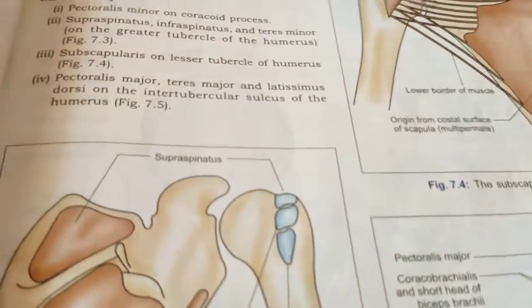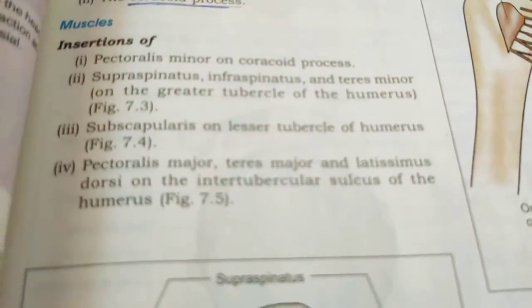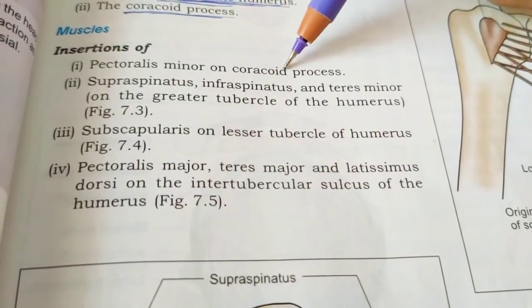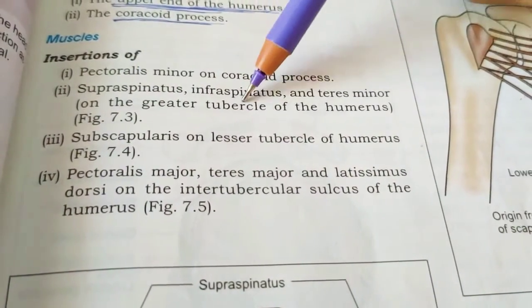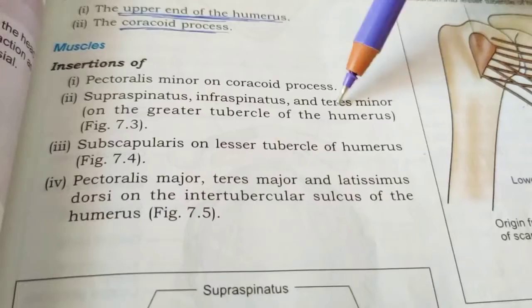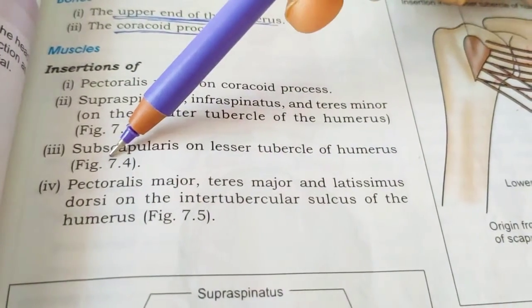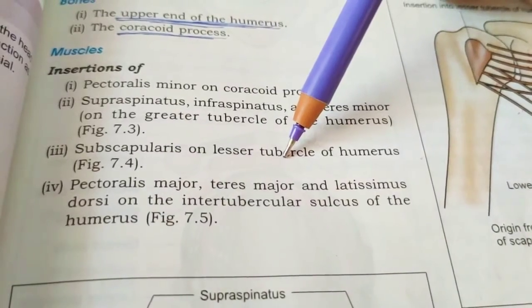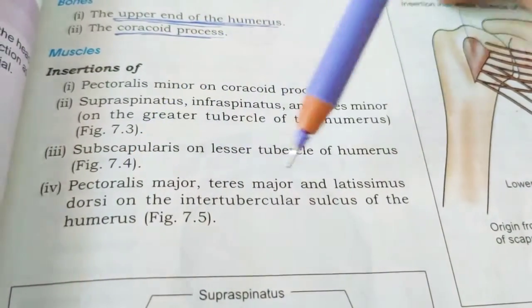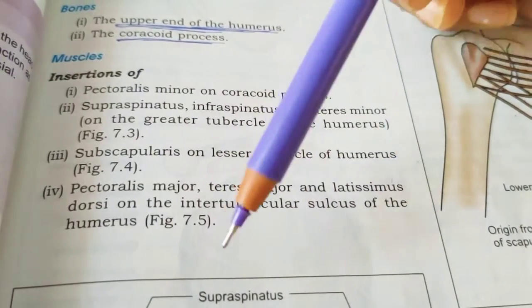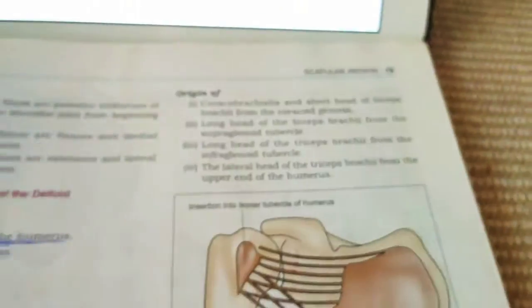So once again here you can see what are the insertions of muscles. Mainly pectoralis minor is seen on coracoid process. Supraspinatus, infraspinatus, teres minor are seen on greater tubercle of humerus. Subscapularis on lesser tubercle of humerus. Pectoralis major, teres major, latissimus dorsi on the intertubercular sulcus of humerus. Now we will see origin.